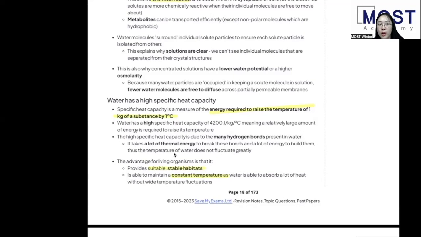So, in biology, we need to understand that homeostasis is quite important. It's important that we keep a constant environment for organisms to survive. And for the concept of homeostasis and the concept of maintaining a certain environment, water's high specific heat capacity is very useful.